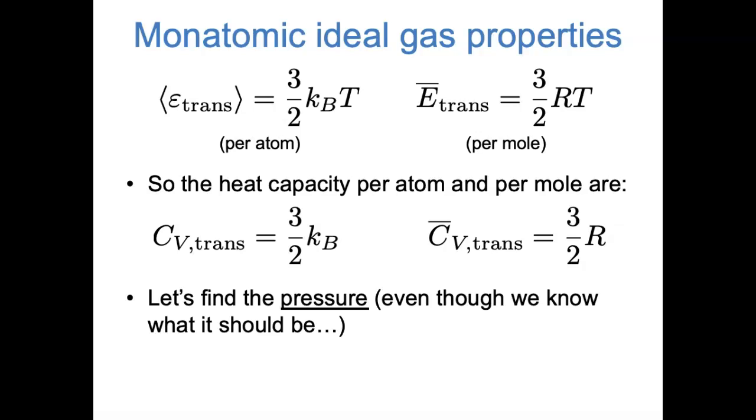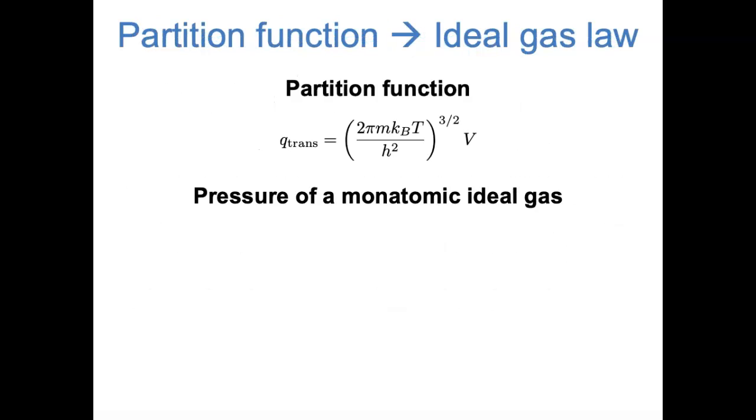The last thing I'd like to do in this video, just to further demonstrate the power of what we found here, is to find the pressure of a monatomic ideal gas, even though we already know what it should be from the ideal gas law. We saw in the previous video that the pressure of a macroscopic system can be expressed as kBT times the partial derivative of ln capital Q with respect to volume. This is a capital Q because we're talking about a macroscopic system of many particles. But what we know for a monatomic ideal gas is lowercase q, the partition function of one atom.